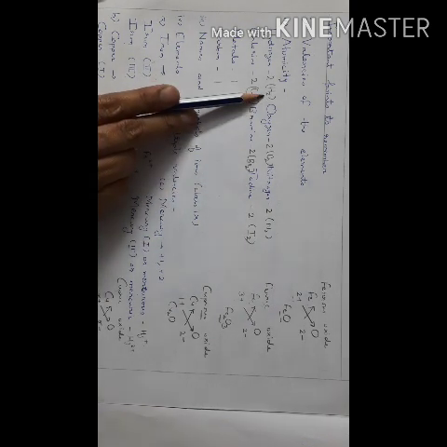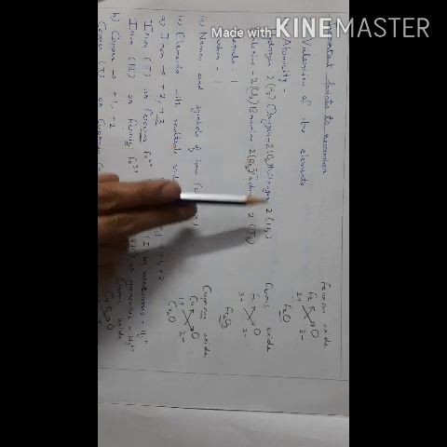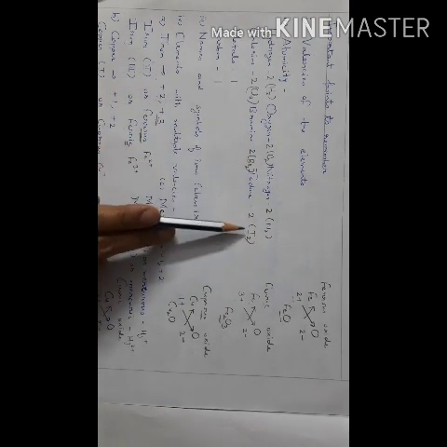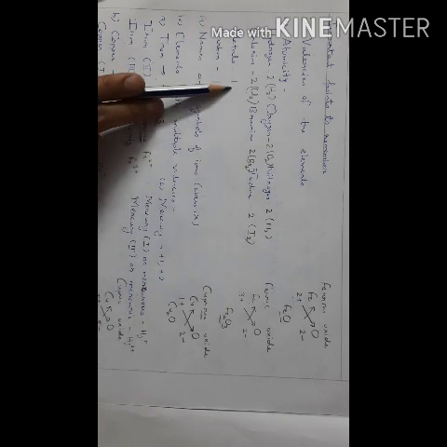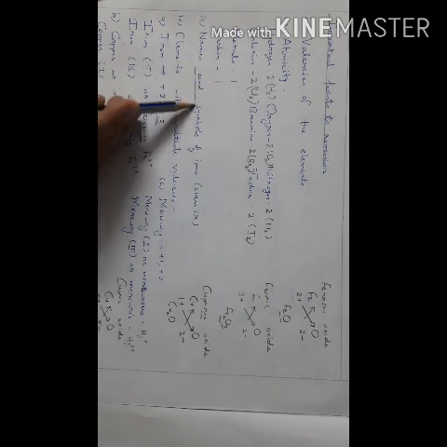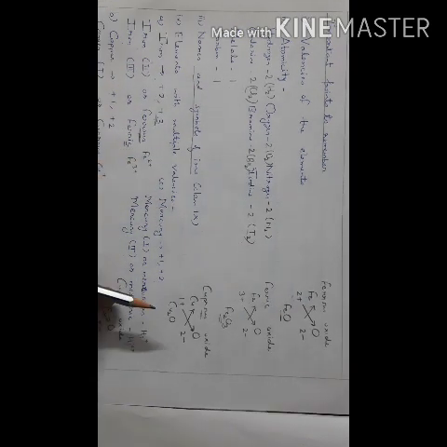Hence, hydrogen is represented as H2, oxygen as O2, nitrogen N2, chlorine as Cl2, bromine as Br2, and iodine as I2. For the metals, the atomicity is taken as 1, and for carbon also the atomicity is taken as 1. We also need to revise the names and symbols of the ions which we have done in class 9th.